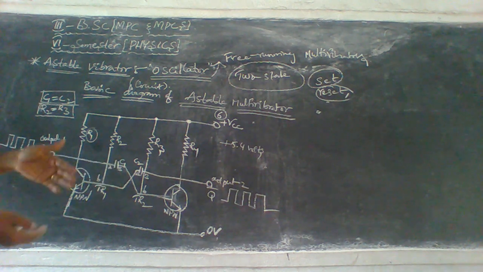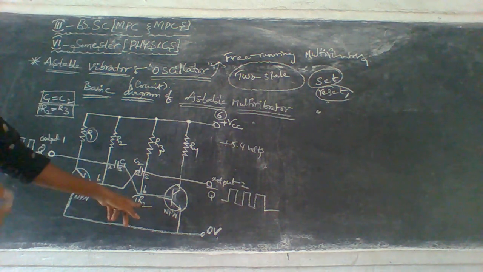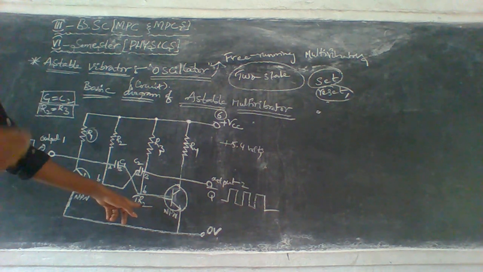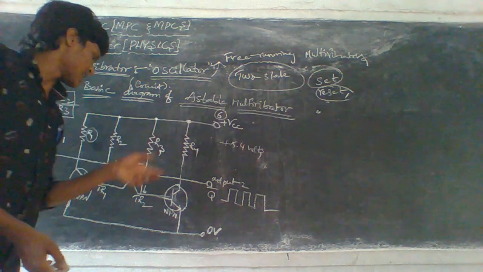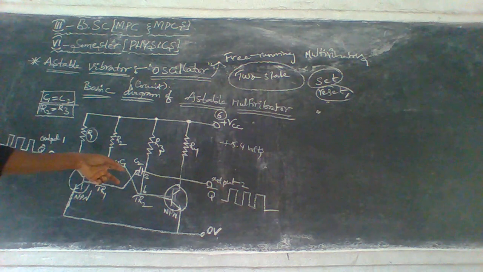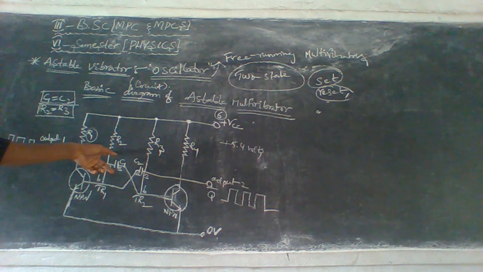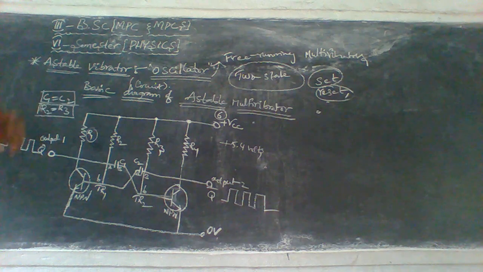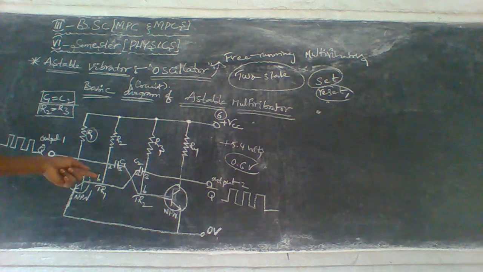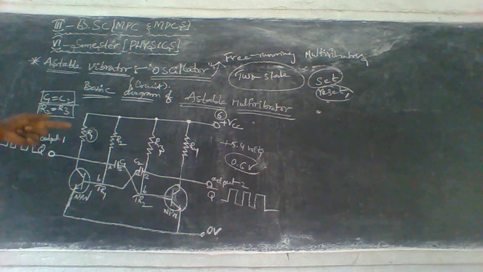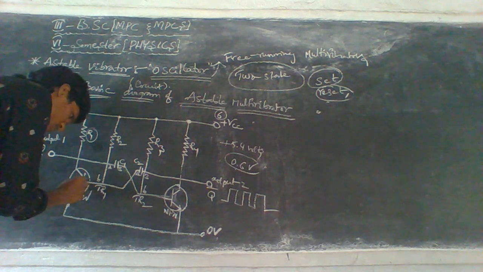Okay, so here since TR2 is fully on, capacitor C2 starts to charge up through resistor R2 towards VCC. Then the voltage across capacitor C2 rises to more than 0.6 volts, so it biases transistor TR1 into conduction and into saturation.